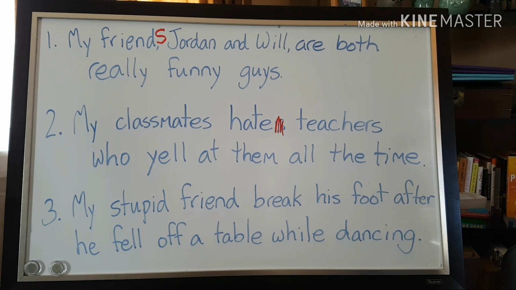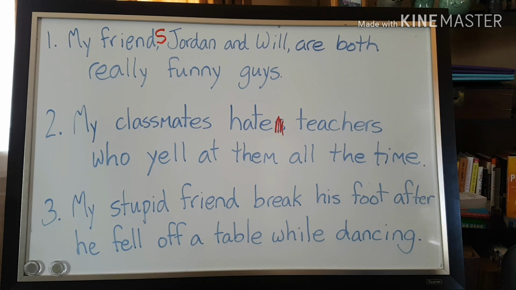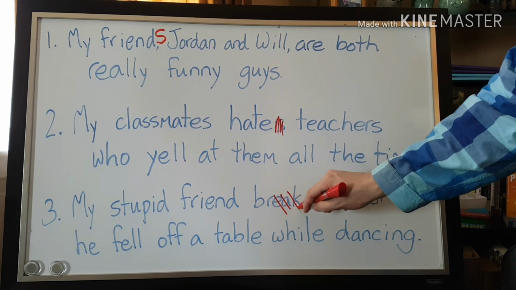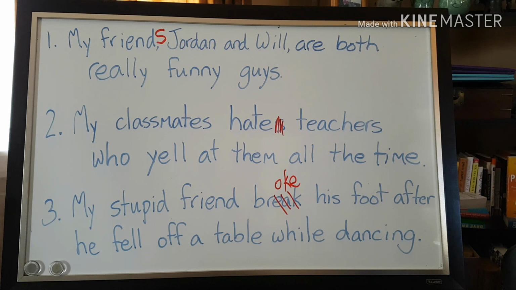My stupid friend break his foot after he fell off a table while dancing. So this sentence has a couple of verbs. One of them is fell. The other one's break. So we have different tenses. Are we talking about something that's happening now or in the past? So you can't really talk about it right now, then it'd be currently, is breaking. But he fell off a table and maybe he broke his foot. All right, not break. This should be broke. My stupid friend broke his foot after he fell off a table while dancing.